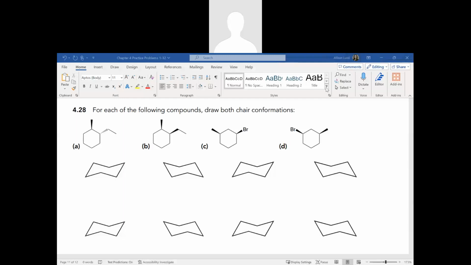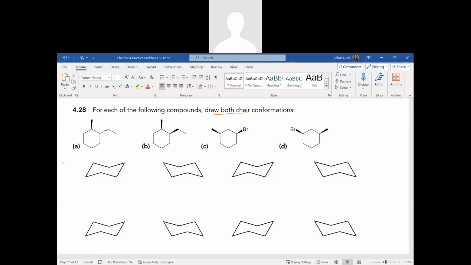In Chapter 4, Problem 28, we're given, I believe there's 8 examples in the whole problem, but we're going to work through A through D here. And we're given these compounds, and we're asked to draw both of the chair conformations. So let's take a look here at structure A and see how we can accomplish this.